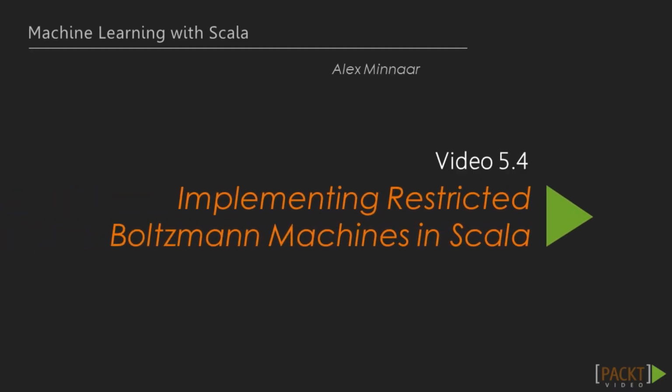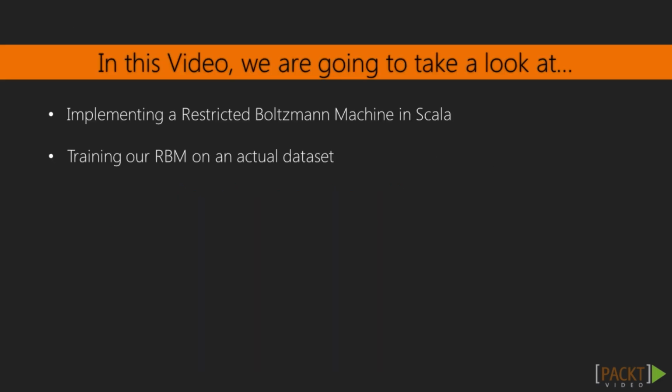Welcome to the last video of this section. In the previous video, we studied some of the theory behind restricted Boltzmann machines, including what they are used for and how they are trained. In this video, we are actually going to implement what we learned about restricted Boltzmann machines in the previous video in Scala. Specifically, we are going to implement the RBM model in Scala, including the contrastive divergence algorithm for training. Then we are going to demo our implementation with some actual data.